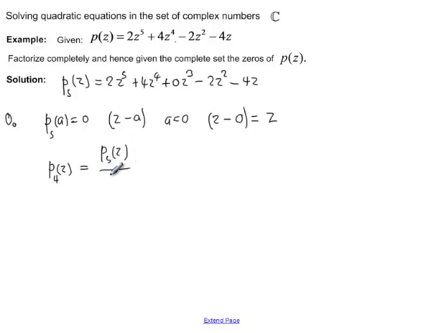So now, here is going to be P5 of z divided by z, which you can see is going to give us 2z power 4. I'm dividing this by z. Then dividing every term, the next term we're going to get 4z power 3 plus 0z power 2 minus 2z power 1 minus 4, all together. Is that all right? Okay.